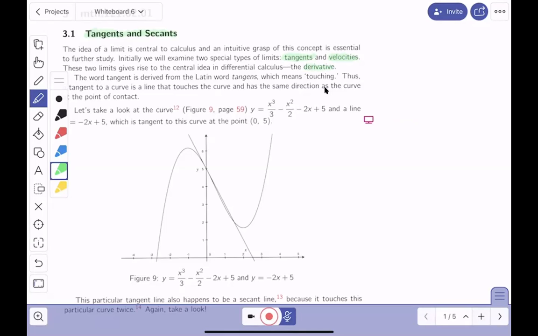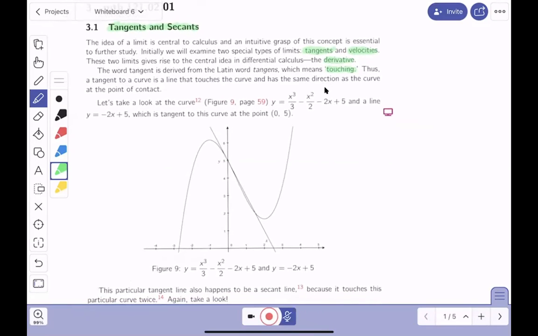The word tangent is derived from the Latin word tangens, which means touching. Someone says that's a rather imprecise word, touching. Thus, a tangent to a curve is a line that touches the curve and has the same direction as the curve at the point of contact. For a lot of students, that's a rather bizarre statement. They don't know exactly what that means.